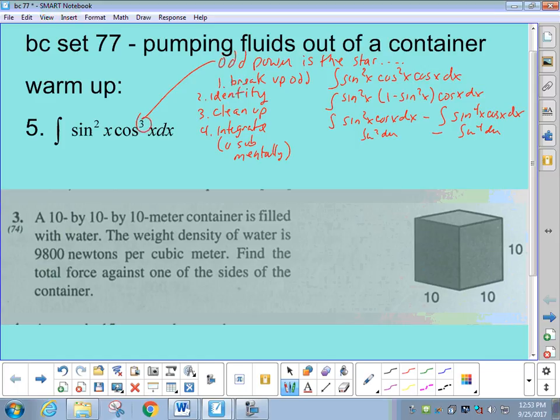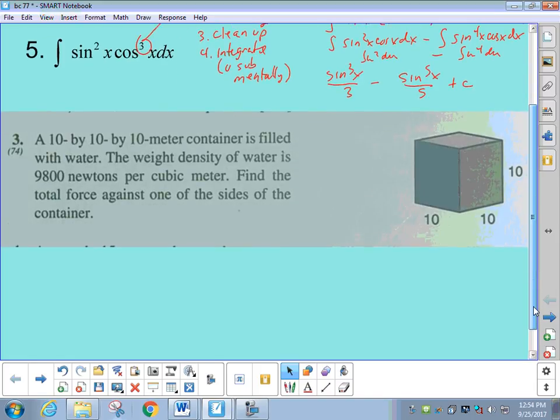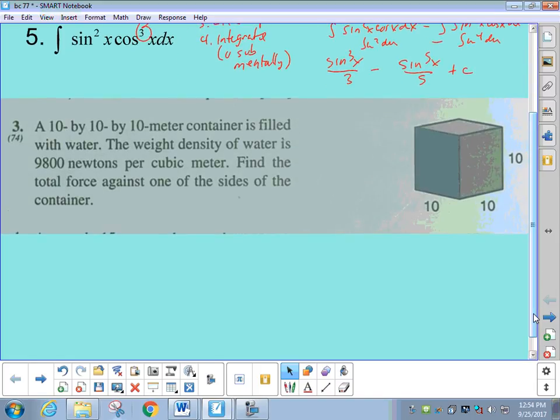Are we ready for 5? The antiderivative is sine cubed x over 3. I agree. Minus sine x plus C. All right, that's an odd power trig problem. What do you think? Easy enough? Okay. Try the force problem number 3 and let's see how that goes.